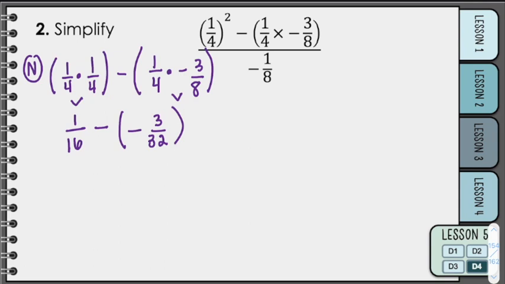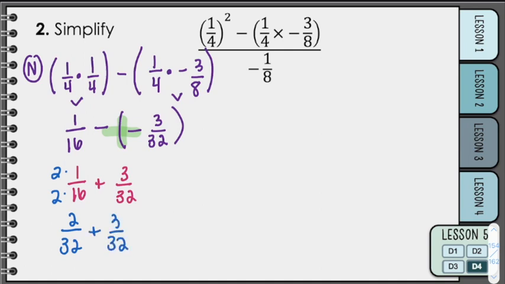Okay, so really now here we have again double negatives, so we're changing this to a positive, rewriting it as 1/16 plus 3 over 32. I'm going to convert this and get a common denominator. I have to multiply my 16 by 2 to get 32. Numerator and denominator, so I have 2 over 32 plus 3 over 32. Our answer would be 5 over 32. And that's just our numerator.